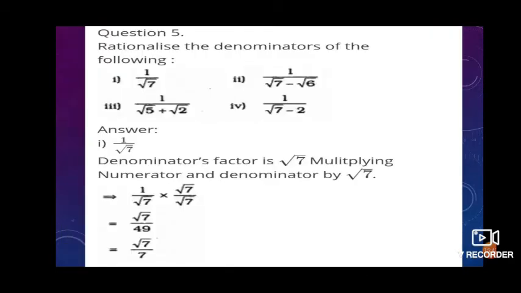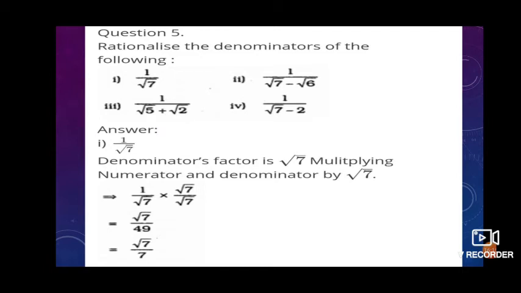Next, rationalize the denominator of the following. First one, 1 by root 7. Here we can see root 7 in the denominator. So with what number should we multiply to get root 7 as a rational number? With root 7 again. If we multiply root 7 with root 7, then we will get 7, which is a rational number. So if we multiply the denominator, is it okay? No, it will not balance. So the same number we have to multiply in the numerator also.